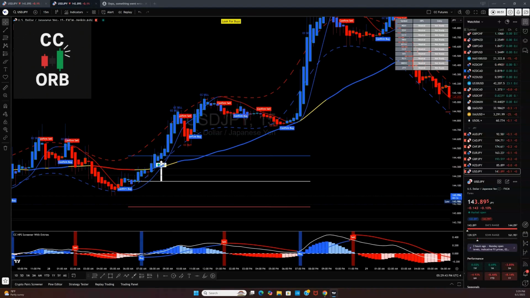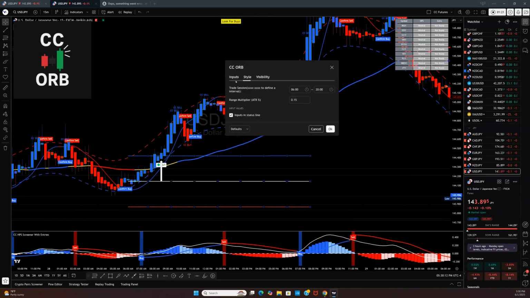Now, again, this indicator works on all instruments, whether it be cryptocurrency, Forex, futures, stocks, bonds, whatever it is that you trade, you can use this CC ORB. The CC ORB stands for cheat code opening range breakout. Okay, it's used to catch high probability breakouts during the London and New York session. So right now, the indicator is set up for the New York session. So let me go ahead and show you guys the settings.